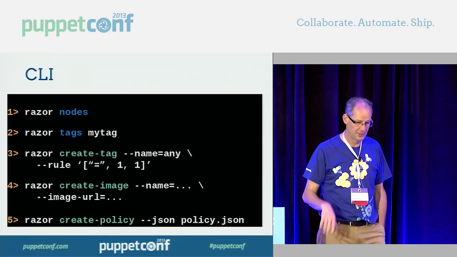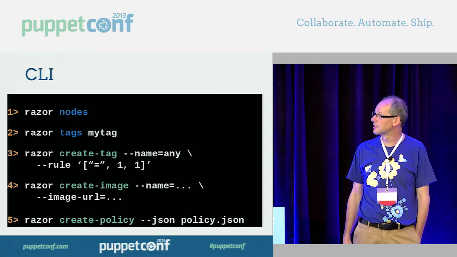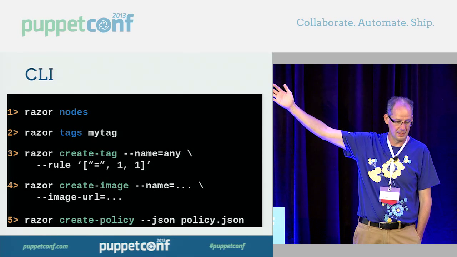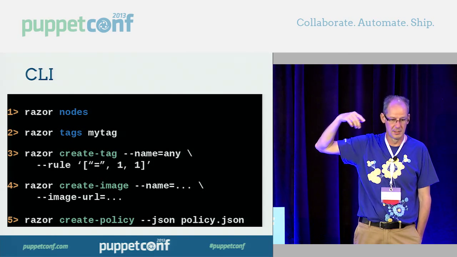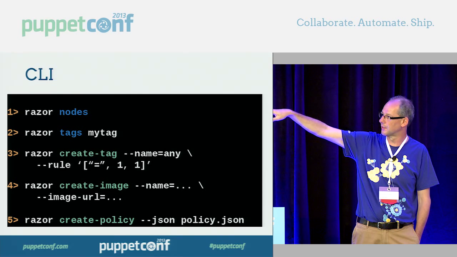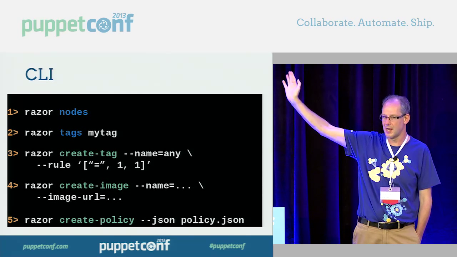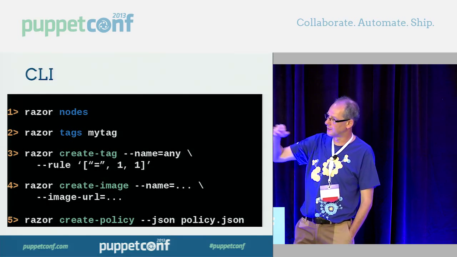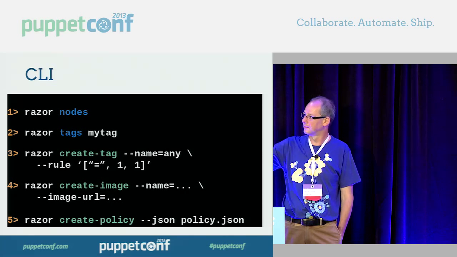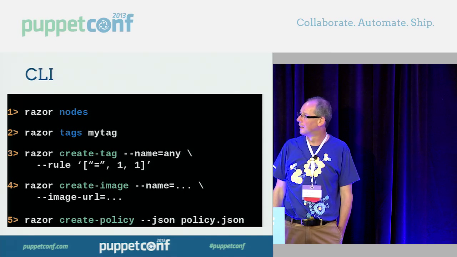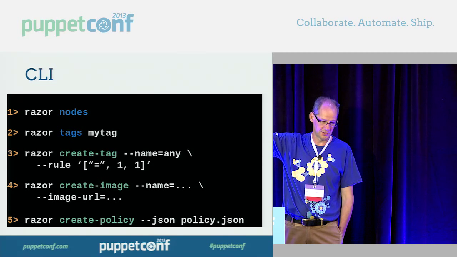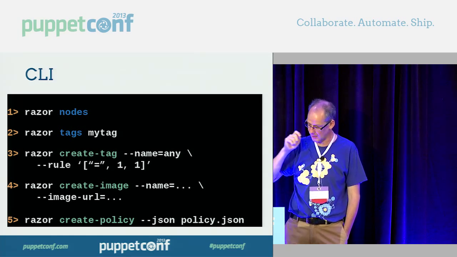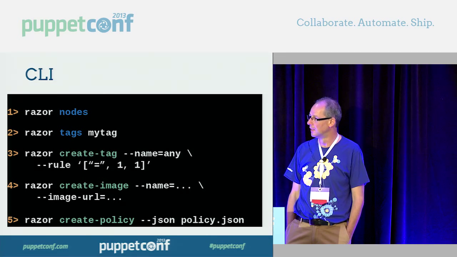Okay, so here's a few examples of what the command line looks like for Razor. The first command lists all the nodes that the system knows about. The second one is for the tags collection. There's a specific tag, my tag, and it prints out details of that tag. The rest of that slide are commands, one of which creates a tag. And as you can see, we also changed the syntax for how you express tags. The language to do that is much more powerful now than it used to be. And I'll give a few more examples about that in a minute.